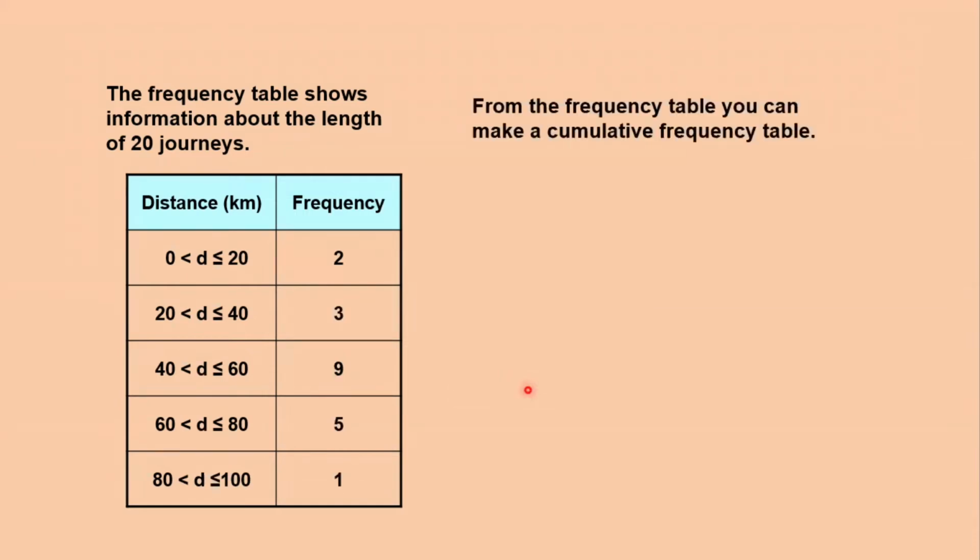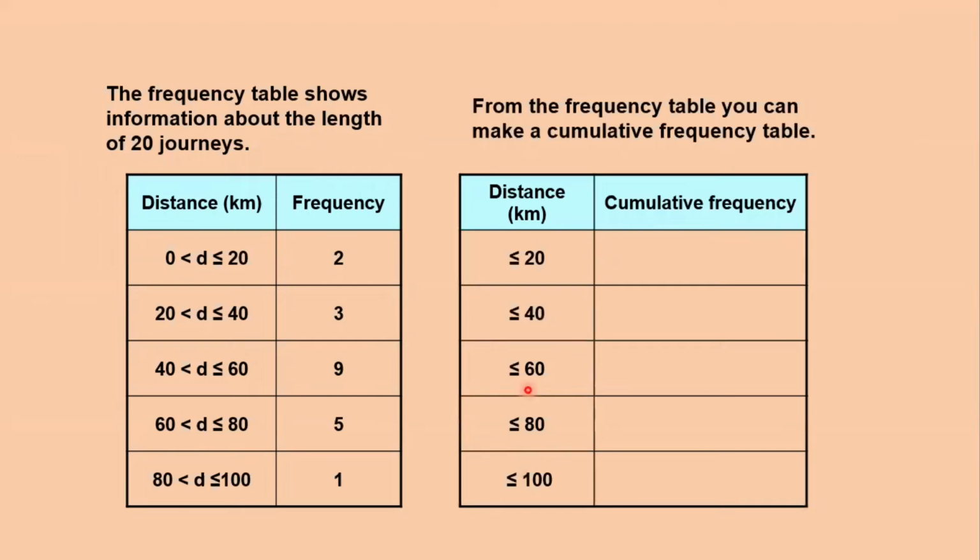Now from this frequency table, we can create a cumulative frequency table. We use the upper limits here. The upper limit of the first class is 20, and for that distance of 20 kilometers, there are only 2 journeys. Then to find the cumulative frequency, we go on adding: 2 plus 3 is 5, 5 plus 9 is 14, 14 plus 5 is 19, and 19 plus 1 is 20. These are called the cumulative frequencies.